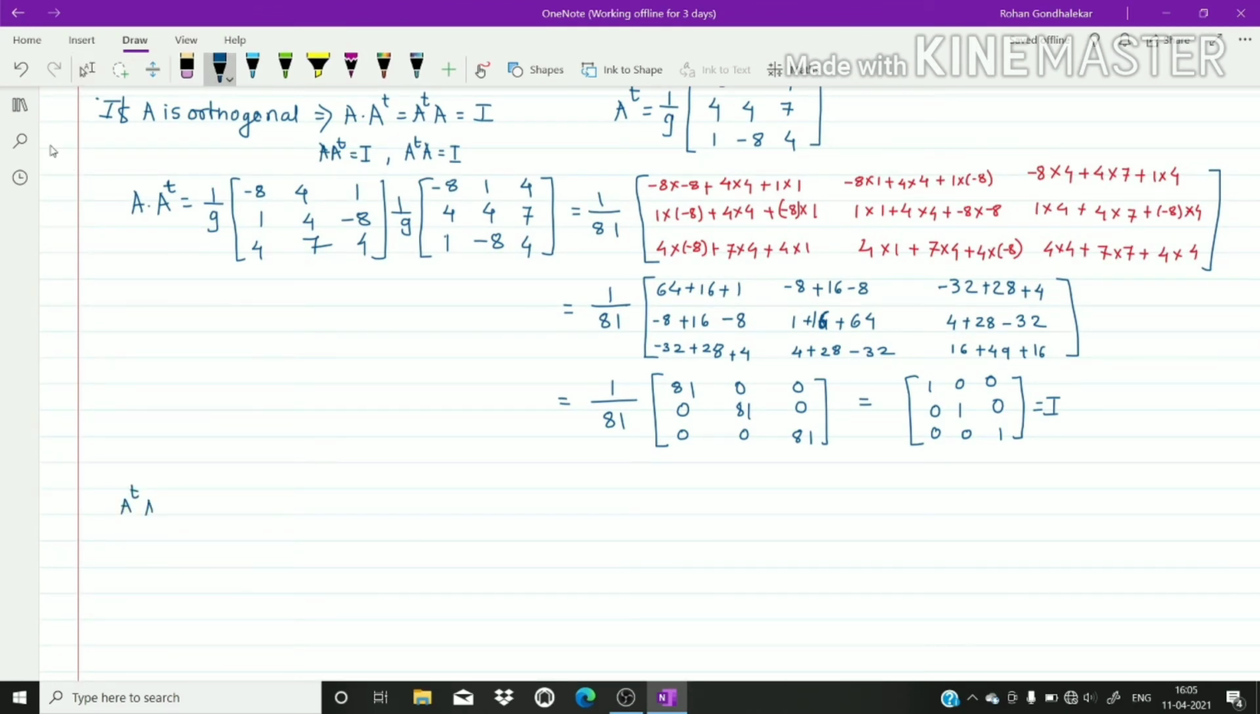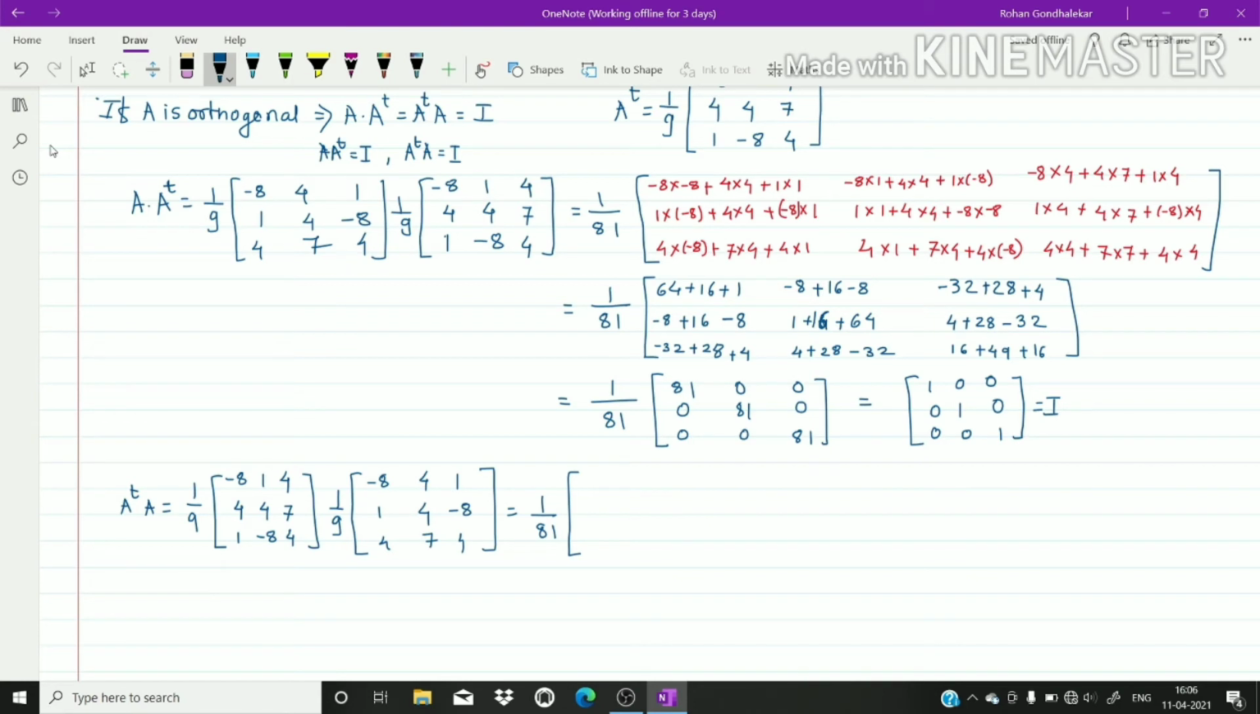A transpose into A. What is A transpose? 1 upon 9 into bracket minus 8 1 4 4 4 7 1 minus 8 4 into 1 by 9 into matrix A, that is minus 8 4 1 1 4 minus 8 4 7 4. I'll just go on, take a multiplication. 1 upon 9 into 1 upon 9 gives me 1 upon 81 into the matrix.